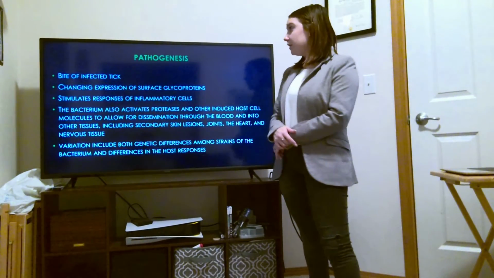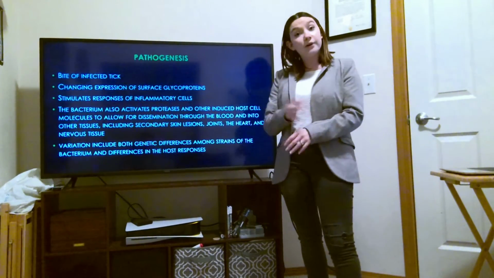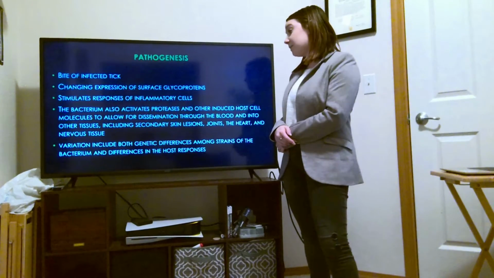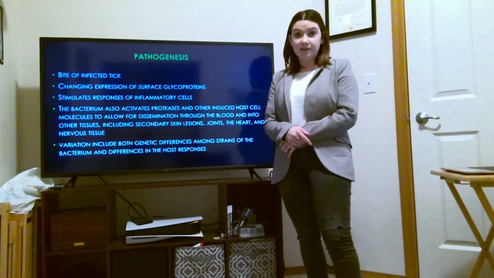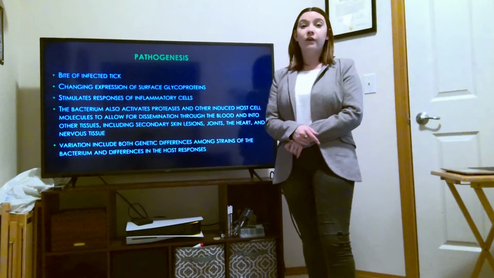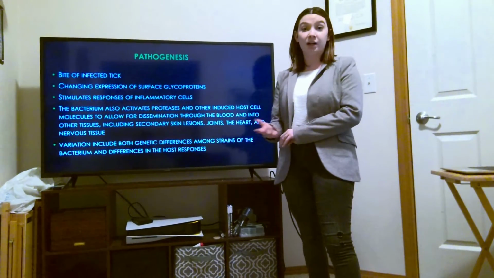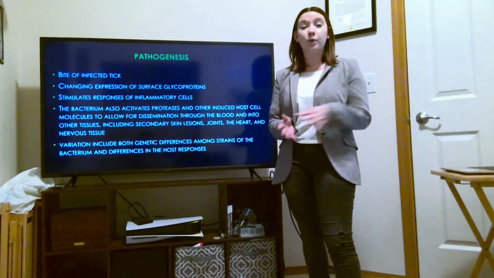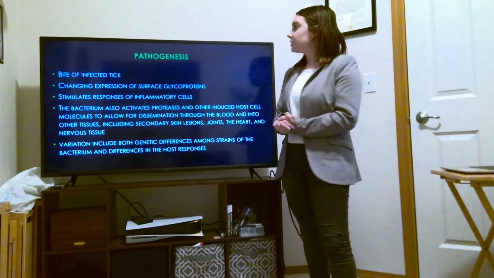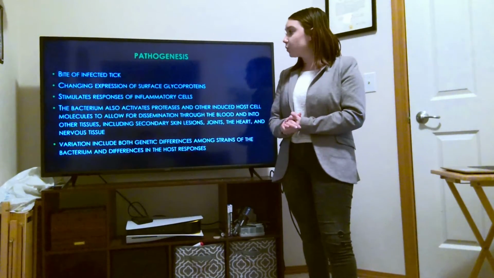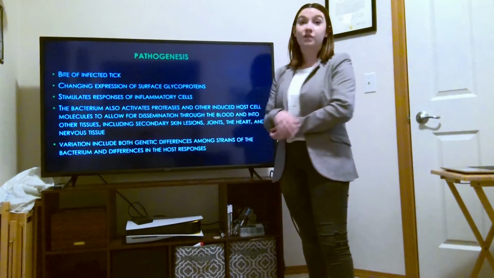And so what I talked about in the importance of the pathogenesis of this is that variation includes both genetic differences from person to person and among strains of the bacterium, and differences in the host responses. Specifically, in cases that I've seen, some of the most common things I hear of are Lyme disease leading to arthritis. These are things that we're looking to treat in the pathogenesis behind this, and that triggers different pathways than someone who would be infected in their heart, or who has Lyme disease with problems in their heart. So this is the pathogenesis of what happens when this bacterium gets into our skin and it turns into Lyme disease, or it leads into the infection that we see on our skin.